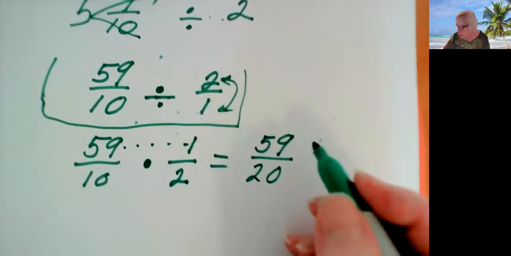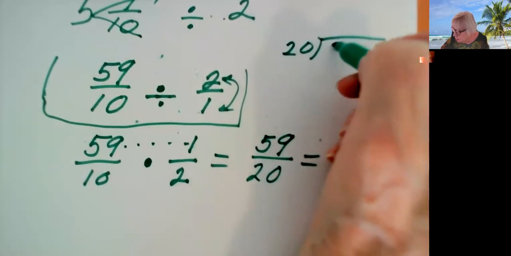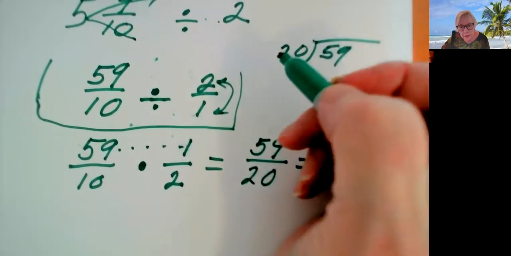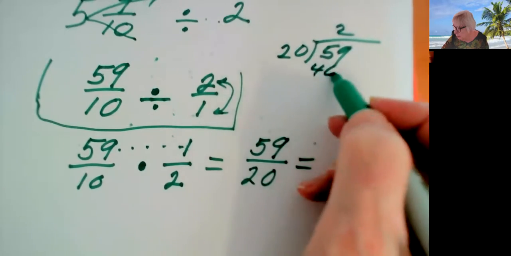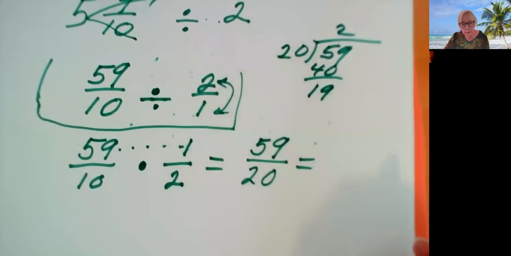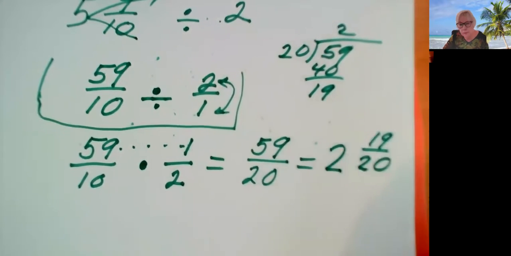And if they wanted a mixed number, and most of the time they do, you would do a little division somewhere, or you can do it in your head if you can. This would be 2. 2 times 20 is 40. There's 19 left over. So the answer is 2 and 19 over 20. Okay. So this is nearly all we have to deal with. So let me see. I did notice this one here.